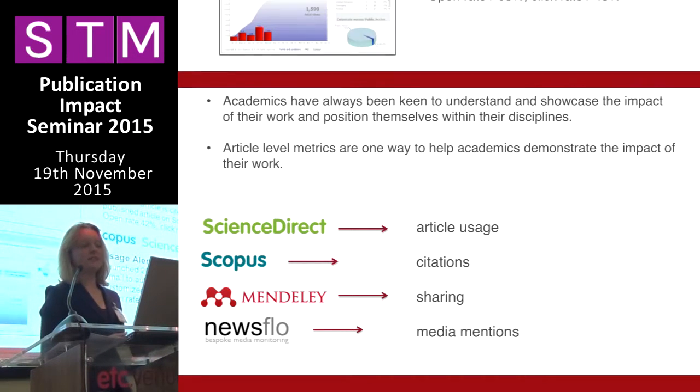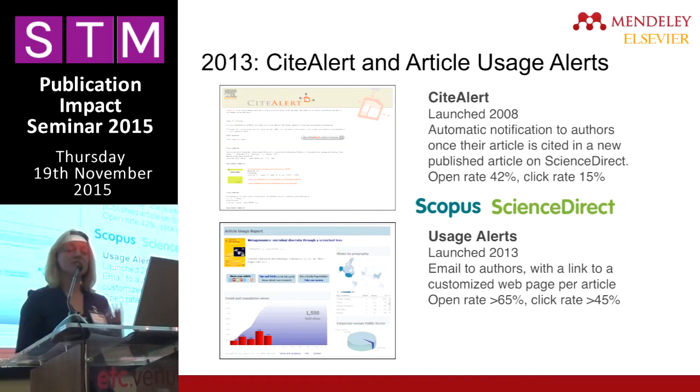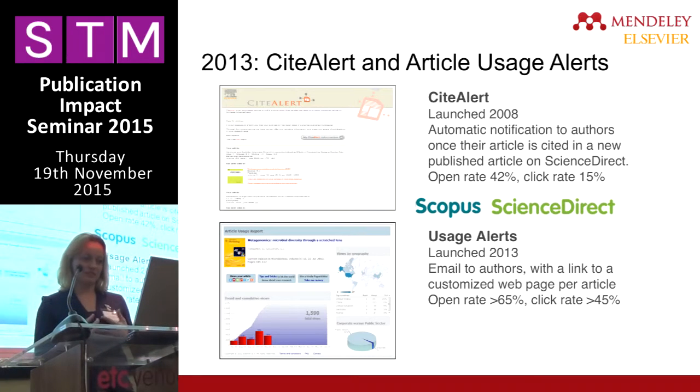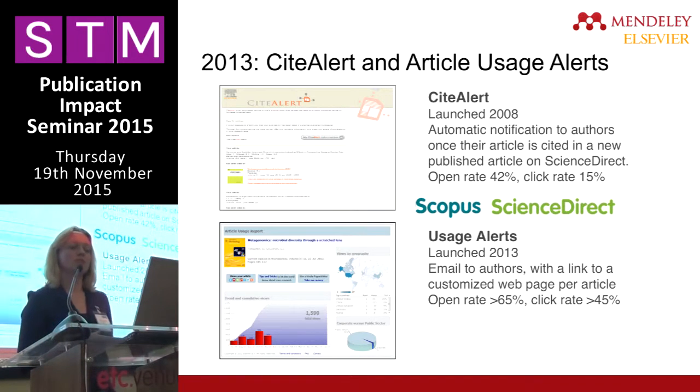So I'm going to go back in time a little bit to 2013, when we had 2 existing services for authors in place. We had Site Alert, which we launched in 2008. Site Alert is based on Scopus. So everybody who has a profile in Scopus could receive a notification when a paper had been published by a new article on Science Direct.